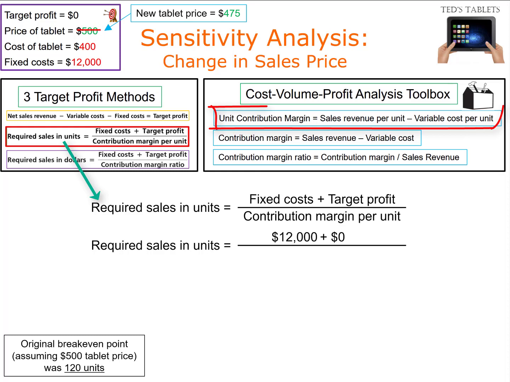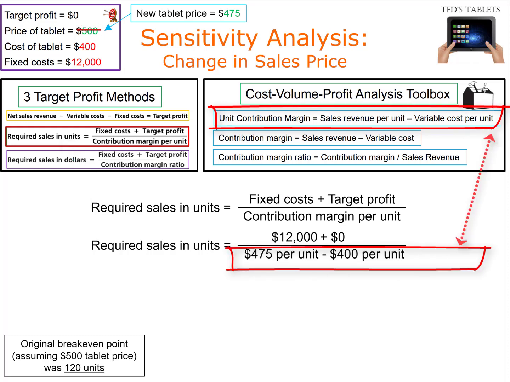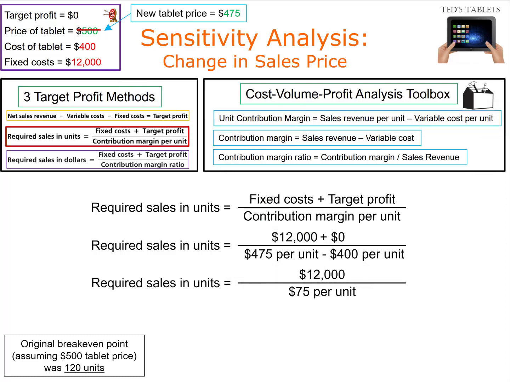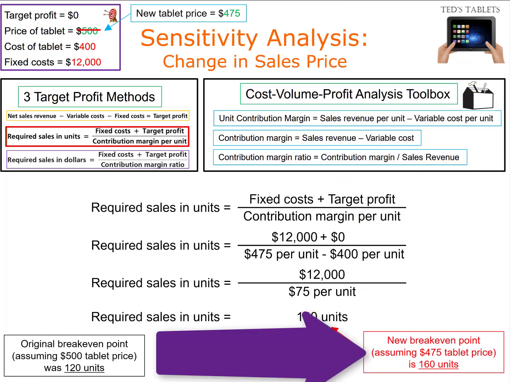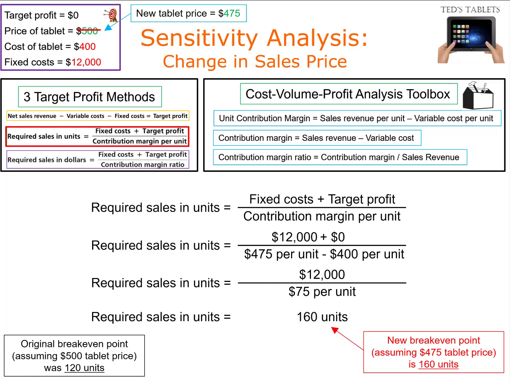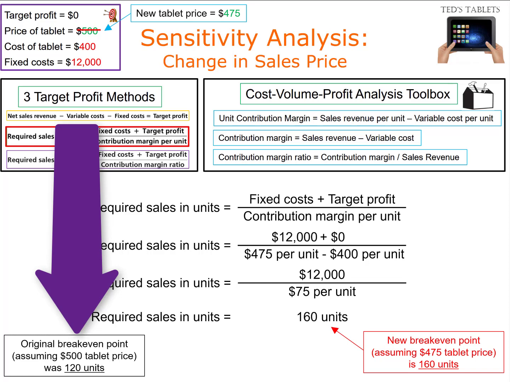Then we divide by contribution margin per unit, which is the new $475 sales price per tablet, minus the $400 cost to make each tablet. That gives us $12,000 divided by $75 per unit, which results in a break-even point of 160 units. So this is our new break-even point, assuming a $475 tablet price. We would tell management that lowering the tablet price from $500 per tablet to $475 per tablet increases the break-even point from 120 units to 160 units.